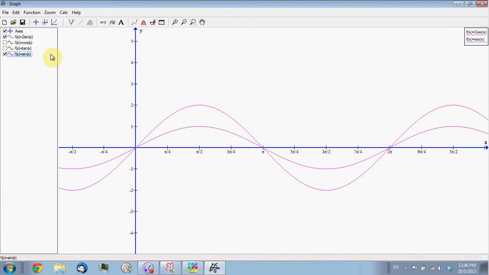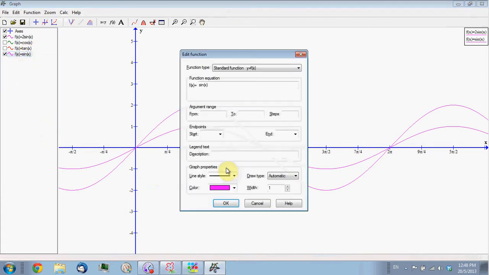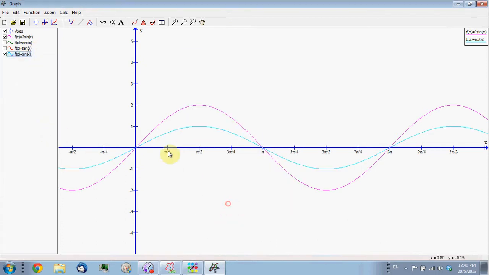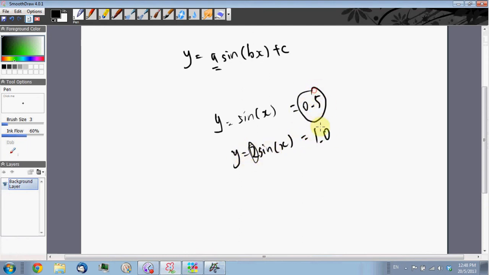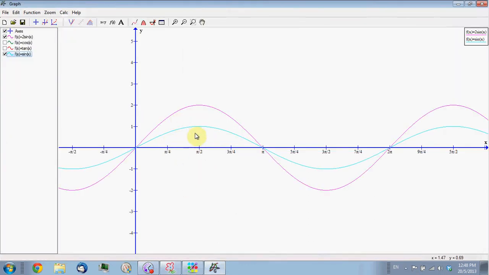So y equals sine x, this blue one, this is the normal one. What happens is all the values are multiplied by 2, because that makes sense, right? When we change y equals sine x to y equals 2 sine x, the value changes, it's just 2 times more. So if sine x is 0.5, now 2 sine x is 1. So every value of y goes up by 2, and of course the maximum goes up by 2 also. Since this is 1, it's 2.